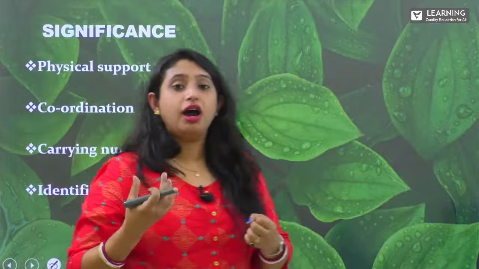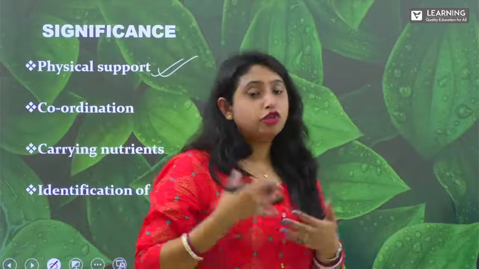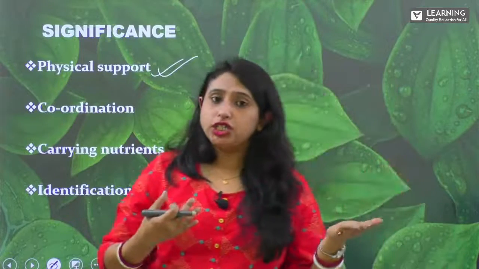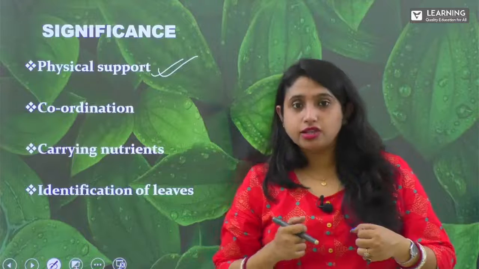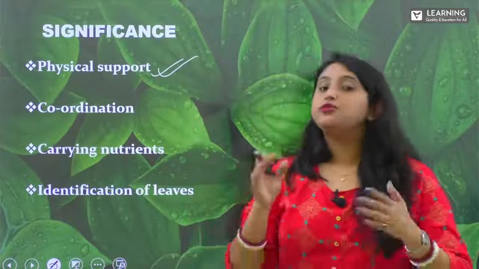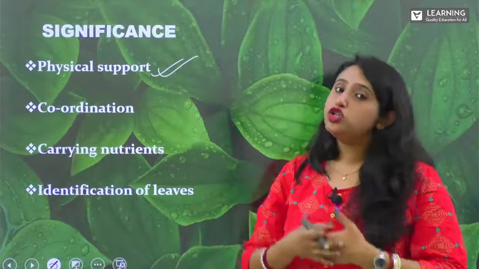That means this venation helps the plant leaves to perform the process of photosynthesis properly. That means the leaves, with the help of venation, can face towards the sun so that they can perform the activity of photosynthesis. That is, it is providing physical support to the plant.